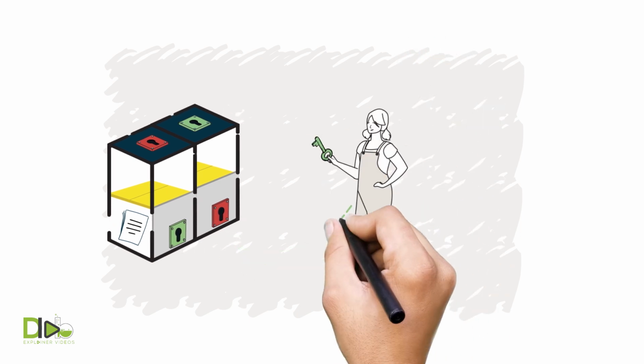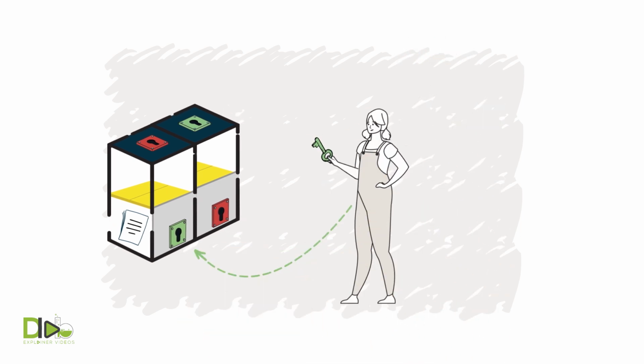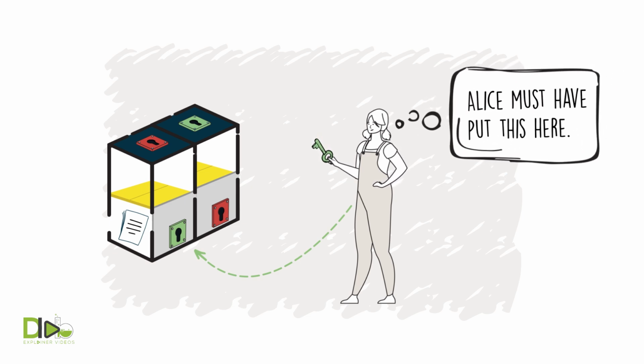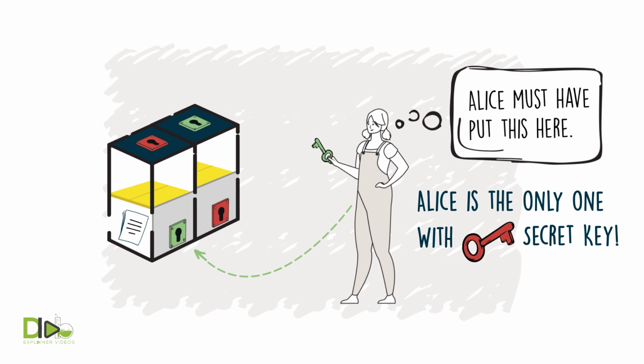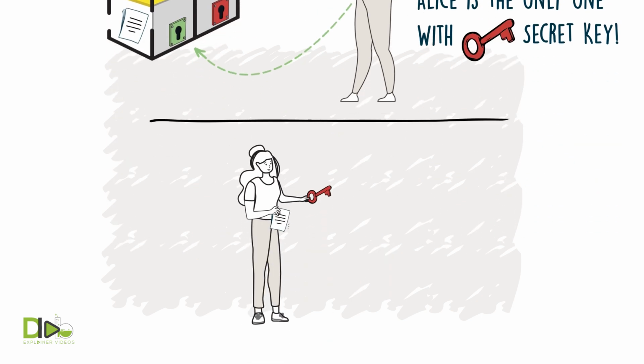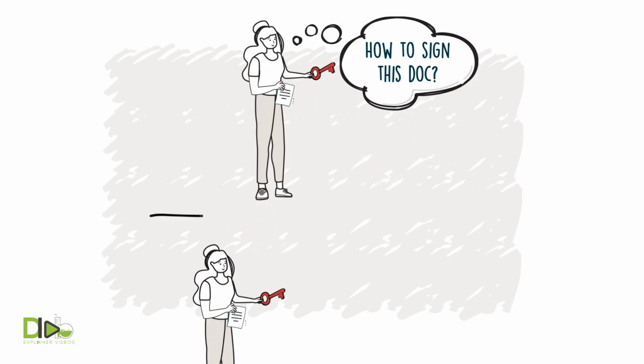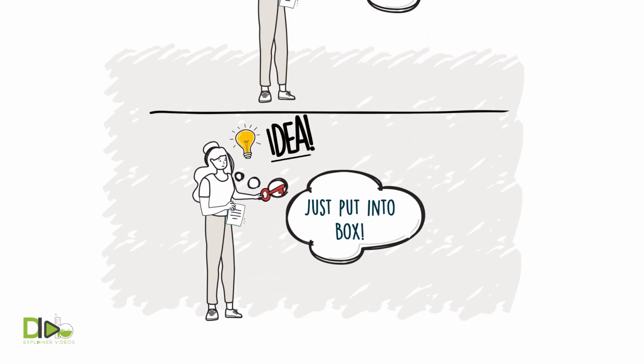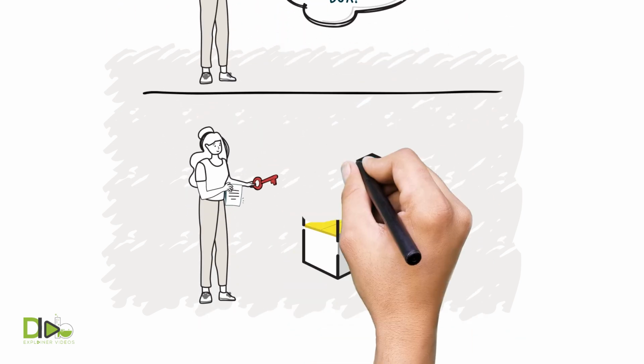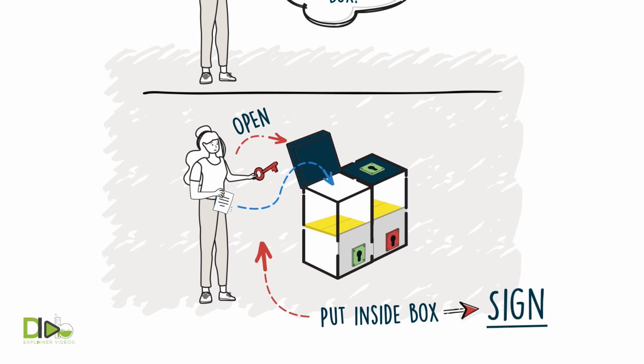If you used Alice's public key to open this side of the box and saw something, you know for a fact that Alice put it there, because no one else can put anything there unless they have the secret key. So instead of copying and pasting an image of her real-world signature, all Alice has to do is to place the document inside the box as her way of signing it.